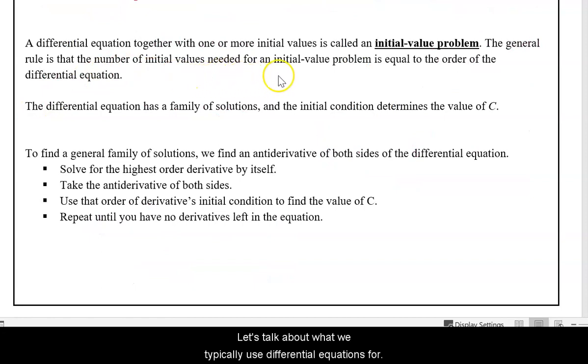Let's talk about what we typically use differential equations for. Differential equations is one of the most highly used areas of mathematics in the real world, because in the real world we have problems we're trying to solve. We're trying to work out how COVID-19 is spreading. We're trying to predict when it's going to peak. We're trying to predict how many people might get sick, how many people might die. We're trying to predict when all kinds of things happen.